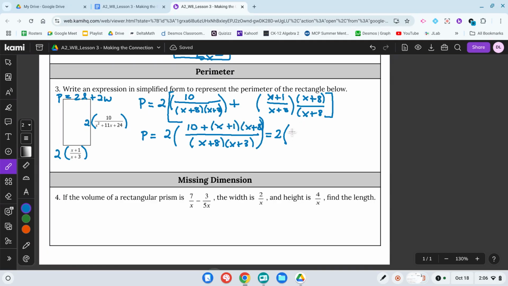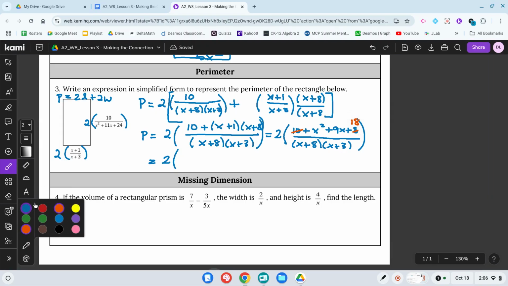Then if we combine these together, we're going to go ahead and multiply this out. So we're going to have 10 plus x squared plus 9x plus 8, and all of that is divided by x plus 8 times x plus 3. So this becomes x squared plus 9x plus 18. I'm going to make a note of that up here. This 10 is good, and plus 8, I'm just combining like terms.